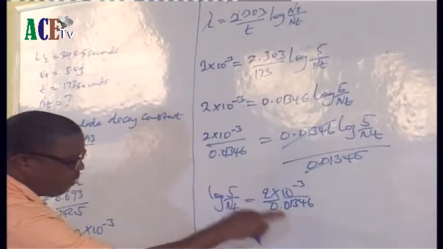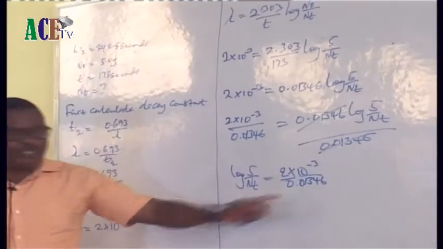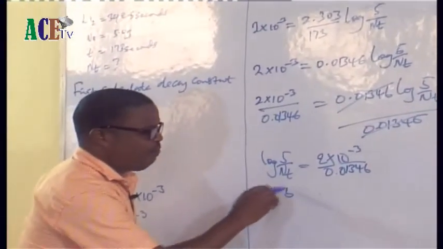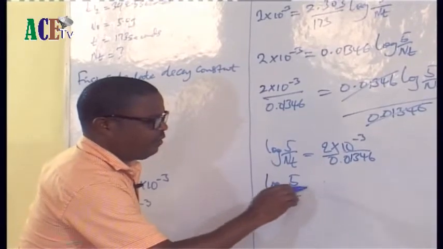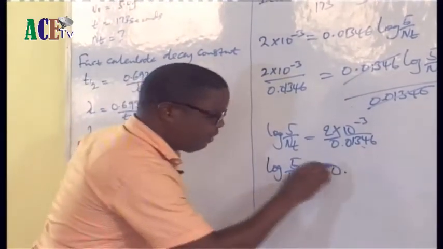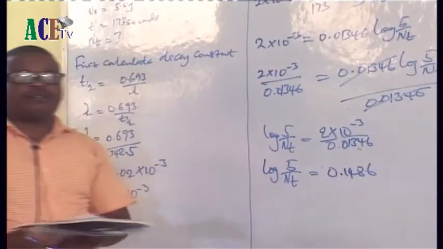So you divide this by this again to get a single variable. So that means log of 5 over nt is equal to, when you divide this by this, it's giving you 0.1486.